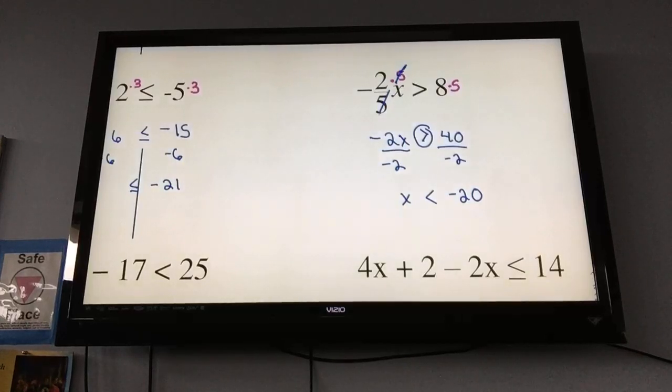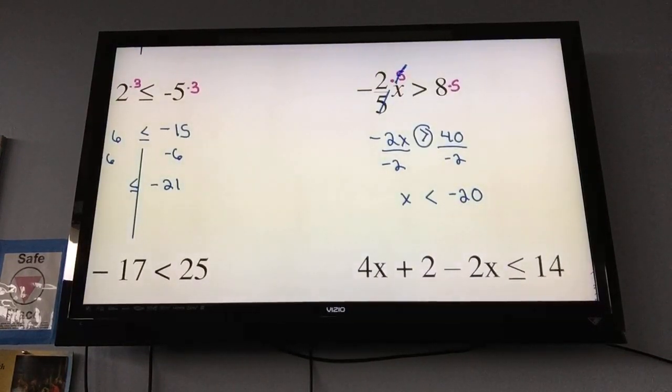So the symbol's pretty much just taking the place of the equal sign. Yeah, that symbol is there instead of equals, and this is the only thing you do different than if it were an equals: you have to switch it if you divide by a negative. All the other rules of solving are the same as we've been doing.